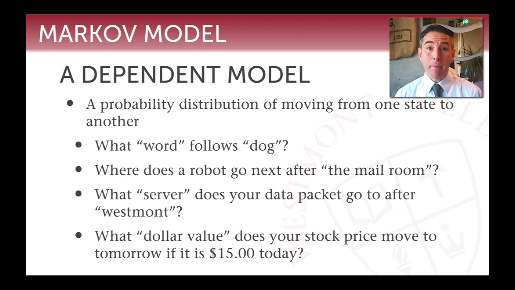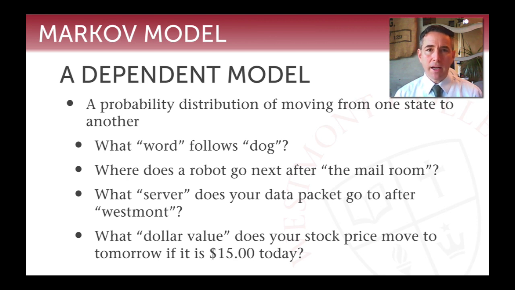So we might say that our packet is going to start at the Westmont firewall, and the next server that it goes to, maybe it'll be a Cox server, maybe it'll be a Verizon server, maybe it'll be a server associated with some other internet service provider. Maybe there are 3 possible servers that it could go to, and so maybe there's a 33% chance for each outgoing server of moving from Westmont to that server.